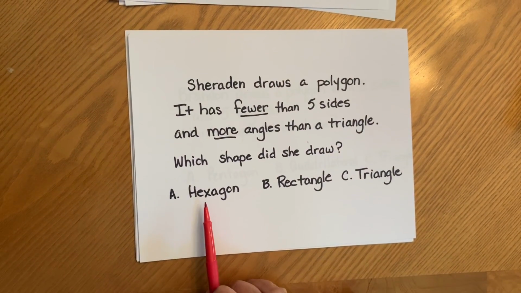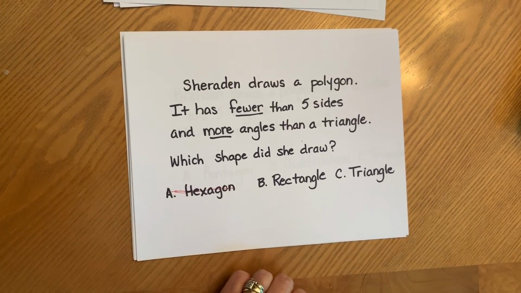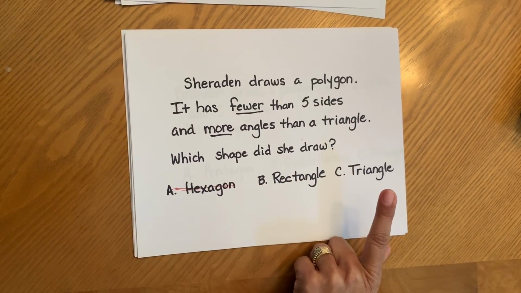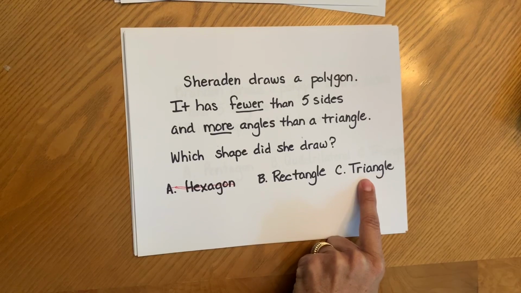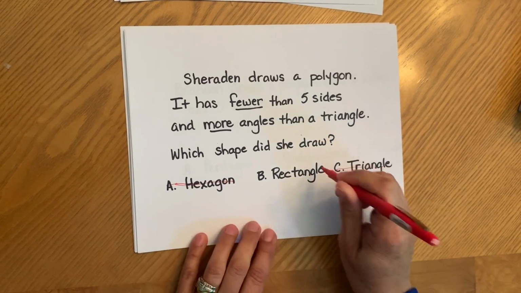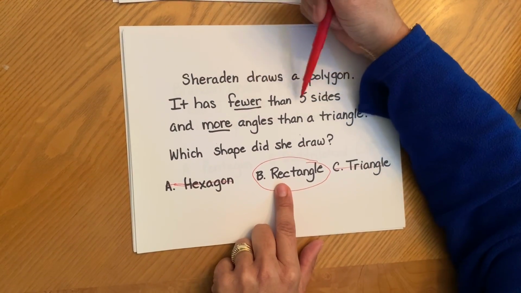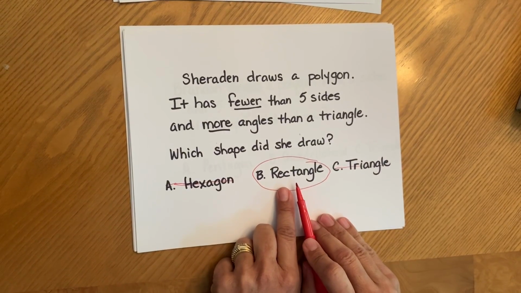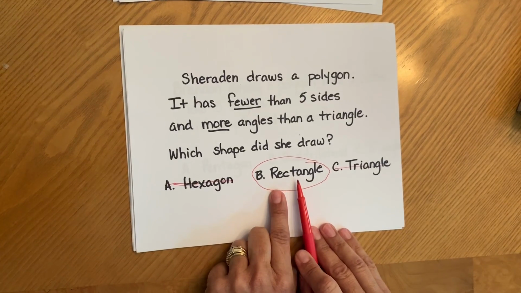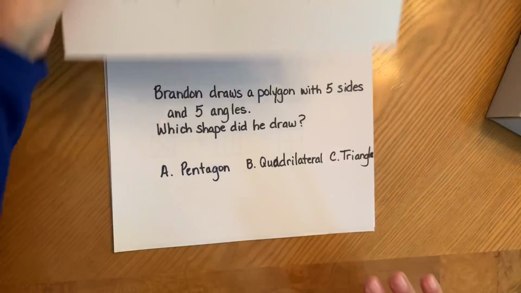No, because a hexagon has 6 sides. So we're not going to choose a hexagon. And it has more angles than a triangle. Well, a triangle has fewer than 5 sides, but it has to have more angles than a triangle, so it cannot be a triangle. So it has to be a rectangle. Let's double check it. It has fewer than 5 sides. A rectangle has how many? 4 sides. It has more angles than a triangle. It has 4 angles, so it is the rectangle. Okay, we'll go on to the next question.